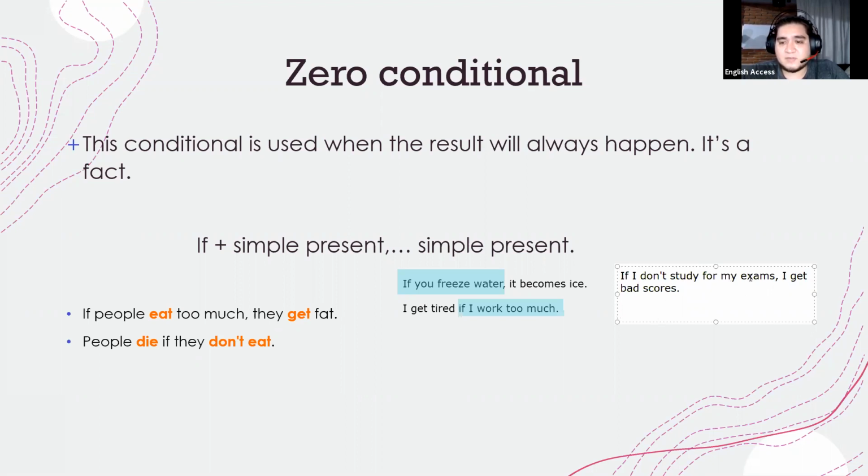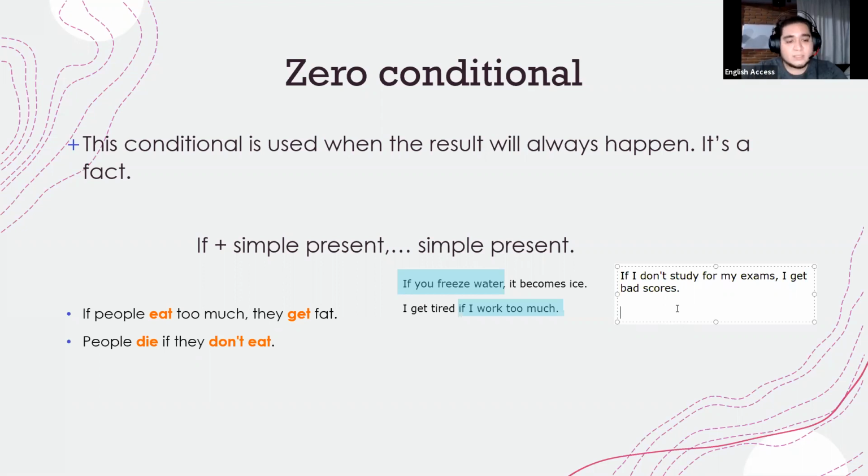Now, if I don't study for my exams, and I turned it into a plural, we need general ideas, right? And the exam is something specific. Then it is not a fact. It is something like a cause effect thing, right? And it will turn into a different conditional, not the zero conditional. So if I don't study for my exams, I get bad scores.